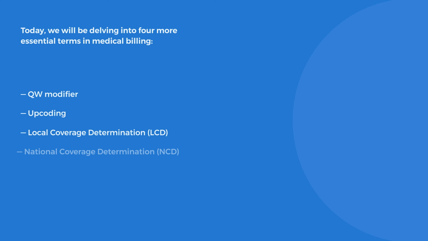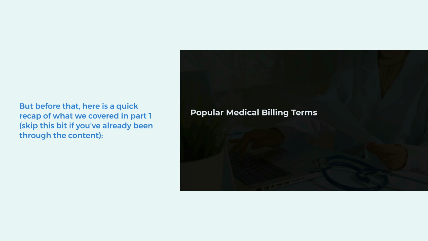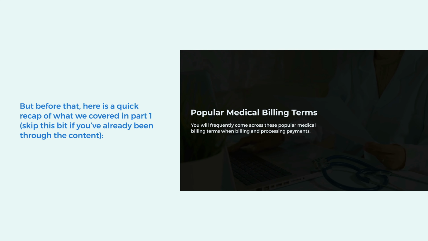Today, we will be delving into 4 more essential terms in medical billing: QW modifier, upcoding, local coverage determination, LCD, and national coverage determination, NCD. But before that, here's a quick recap of what we covered in Part 1. Skip this bit if you've already been through the content.